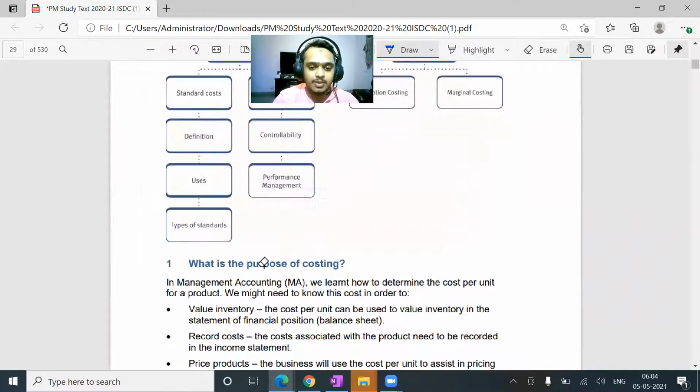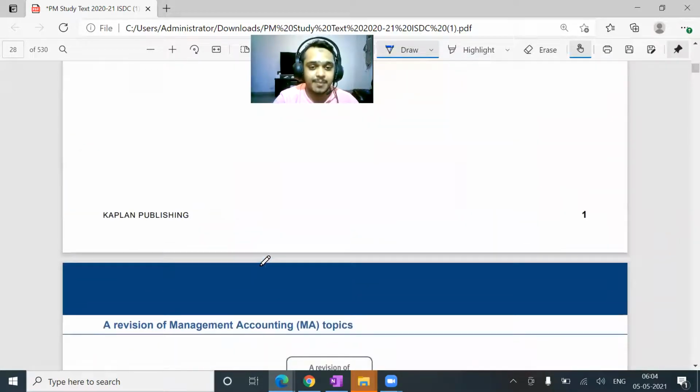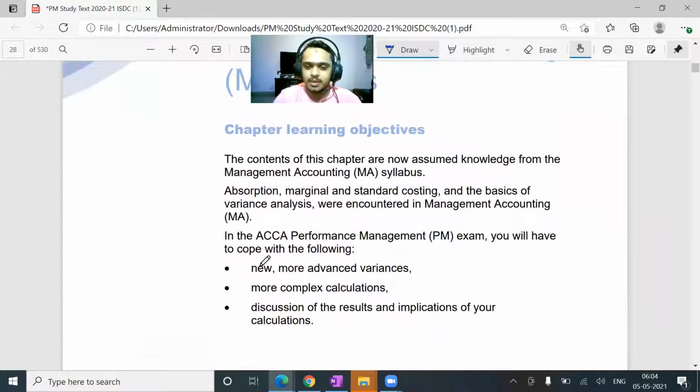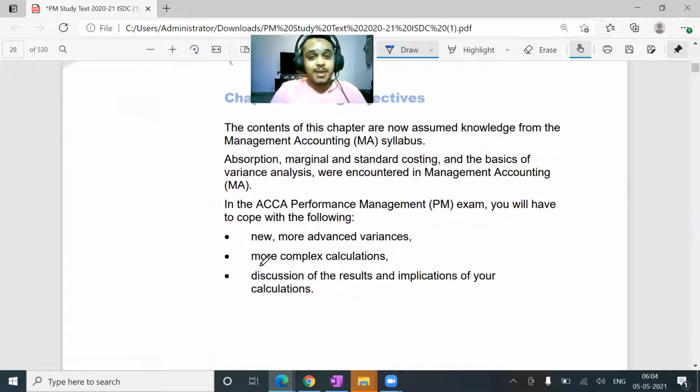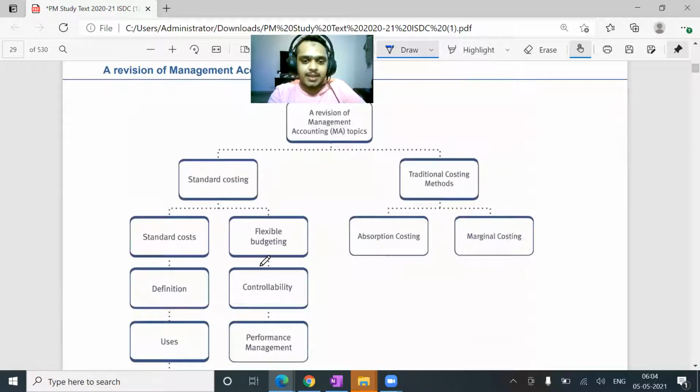Now, what is the purpose of management accounting? There is a lot of content written down in there. I'll explain the most important things for you, with the maximum number of examples I can give. So now let's get started. You can see in here we are going to talk about standard costing and traditional costing. I hope you remember these terms from the previous management accounting sessions.